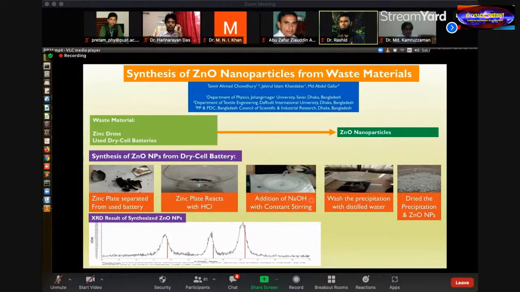We kept that solution for 12 hours, and after that we got precipitation at the bottom of the beaker, and finally we separated the precipitation and washed it with distilled water 5 times. Then we dried the precipitate for 4 hours at 80 degrees Celsius and finally got zinc oxide nanoparticles. Here is the XRD result of our synthesized zinc oxide nanoparticles, where we can see almost similar diffraction peaks as the original zinc oxide nanoparticles.